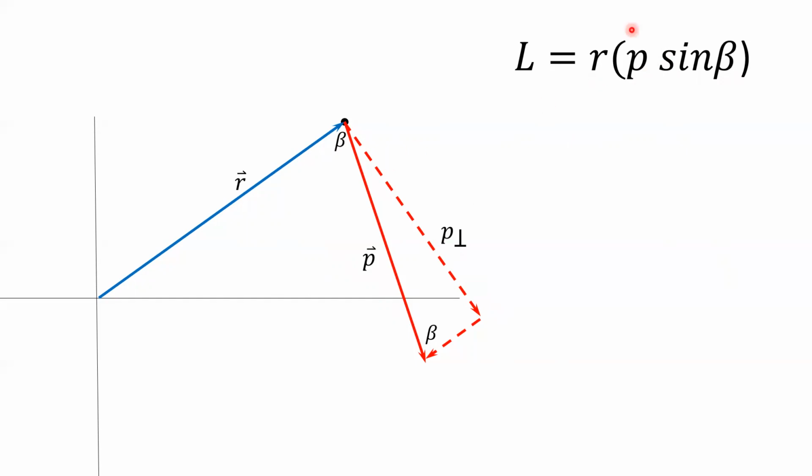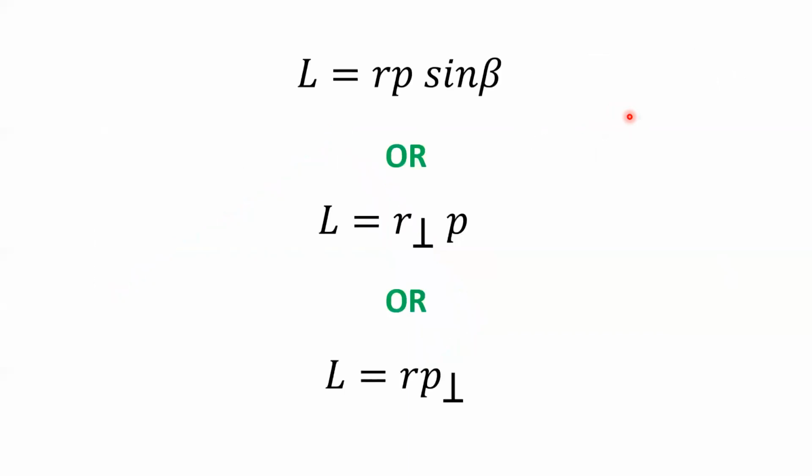So we've already seen this definition. I already used the R vector to show that angular momentum can be calculated as RP sine beta. Well, P sine beta can be rewritten as P perp. So here's another way of thinking about angular momentum. It's the magnitude of the position vector, the particle's position vector, times the perpendicular component of the particle's linear momentum. That works as well, R P perp or R perp P.